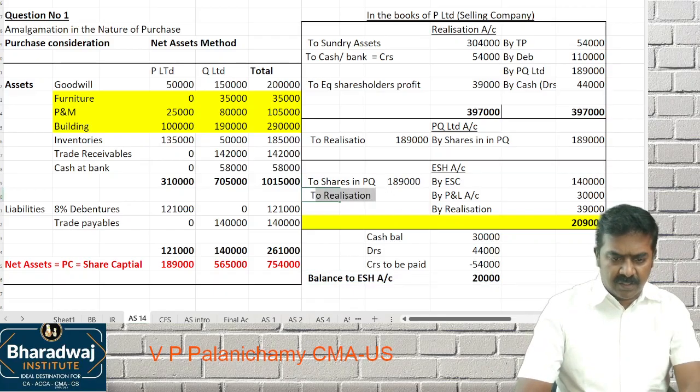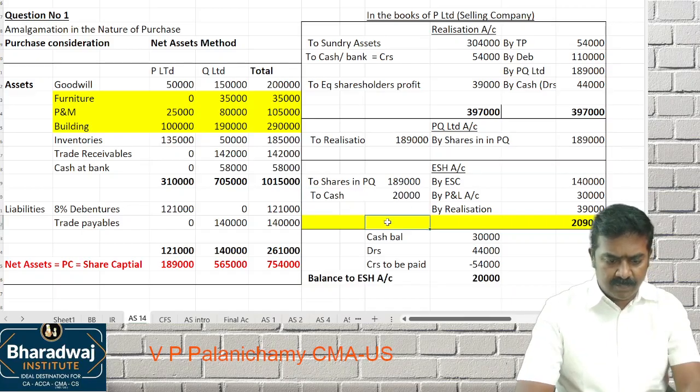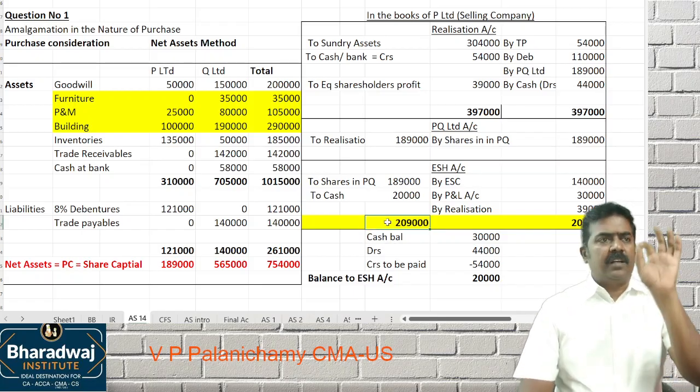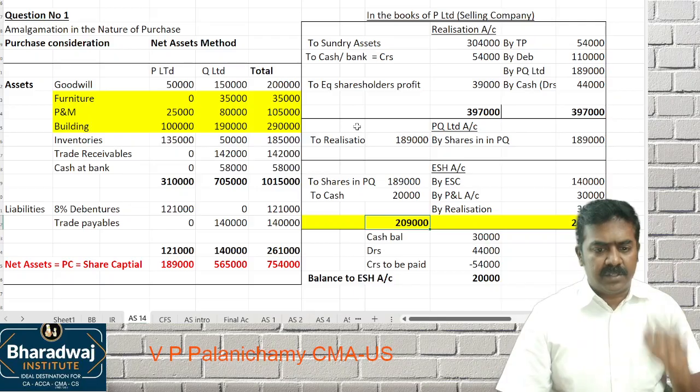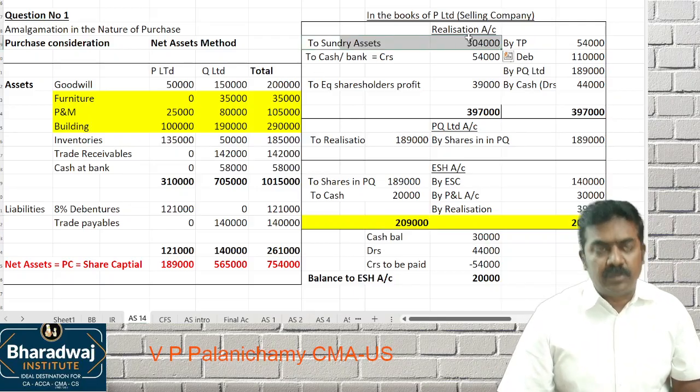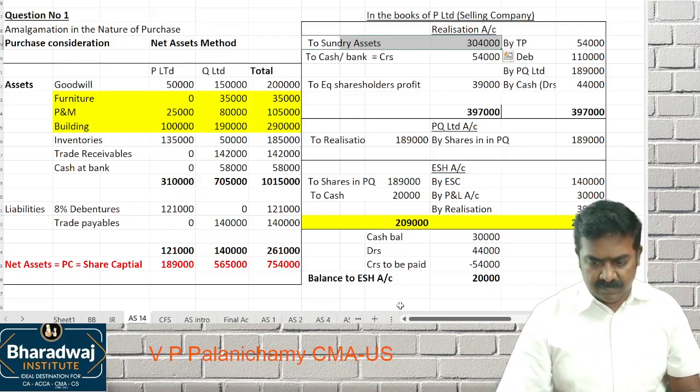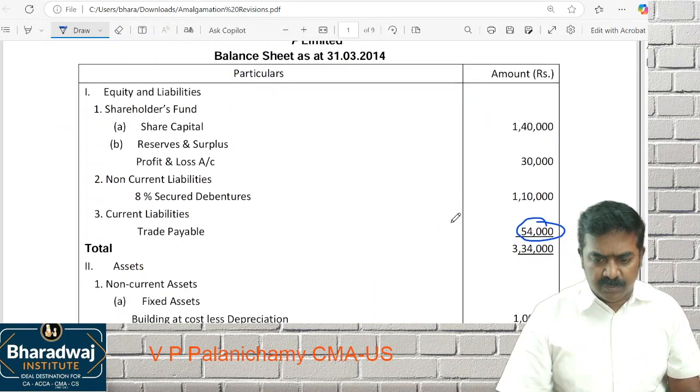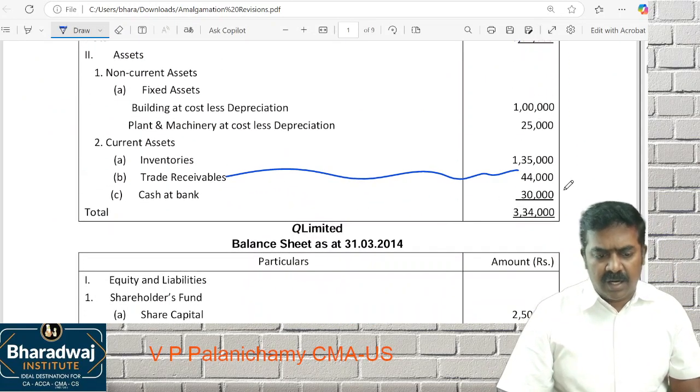What is the cash balance left with us? 20,000 left with us. That also we can pay. To cash, how much can we pay? 20,000. Totally it becomes 2,09,000. I repeat once more, everything, pay attention. To sundry assets, 3,04,000. All assets other than what? Cash. Why not cash? That is not taken over by the purchasing company.